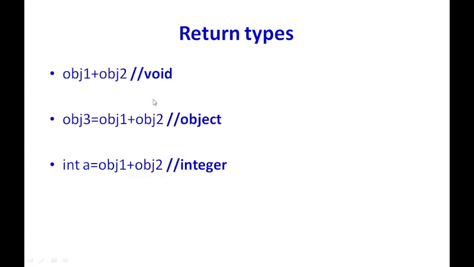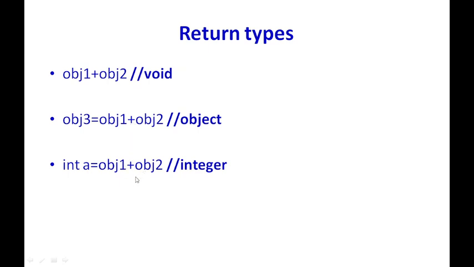So here are some examples of how to decide the return type. For example, in the first usage, I am trying to overload the plus operator as obj1 plus obj2. Since I am not trying to assign the result to any object, there is no left hand side object in the expression. This has to be treated as a void function. Whereas in the second case, I add the two objects and the resultant object needs to be assigned to the left side. So in this case, the operator function is supposed to return an object. Otherwise, it will lead to an error message.